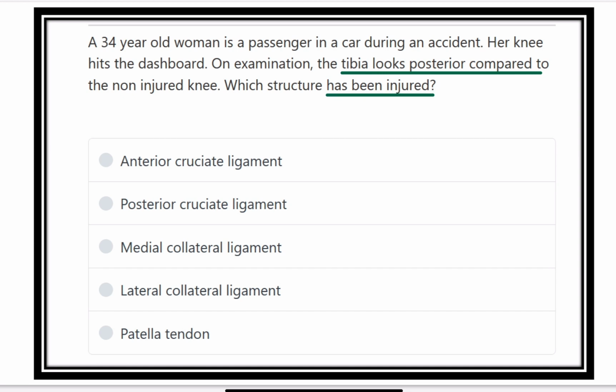So a person who is a 34-year-old woman is a passenger of a car during an accident, and her knee hits the dashboard. Here the options are anterior cruciate ligament injury, posterior cruciate ligament injury, medial collateral ligament injury, lateral collateral ligament injury, and patellar tendon injury. So what may be the option here? The tibia looks posterior compared to the non-injured knee, which is a positive posterior drawer test.